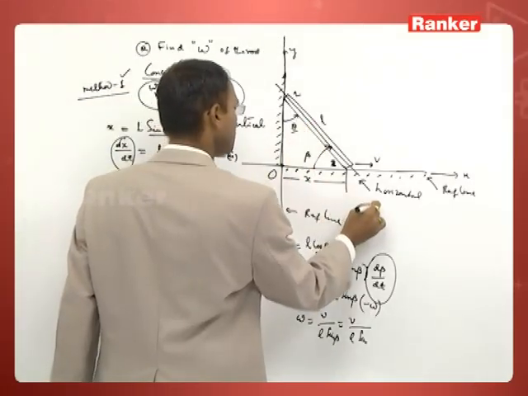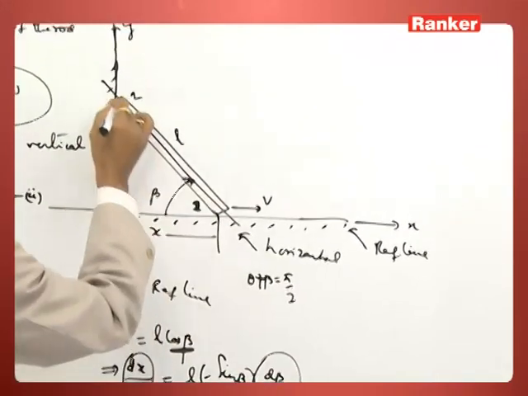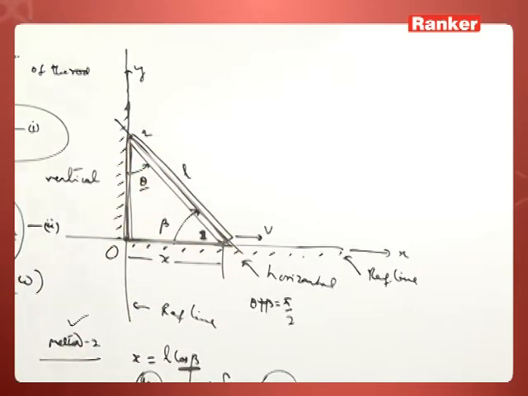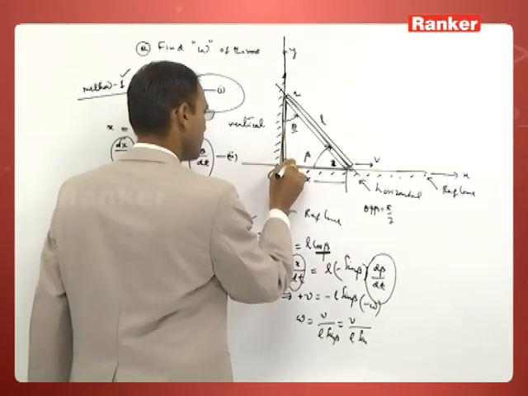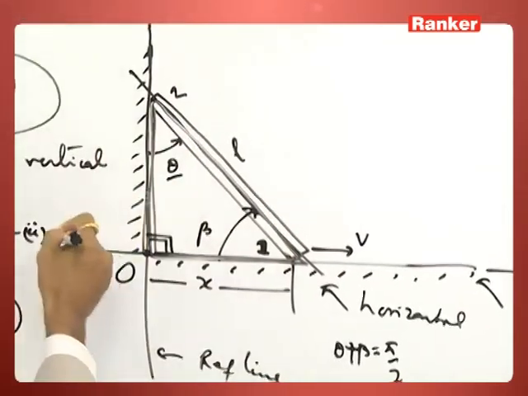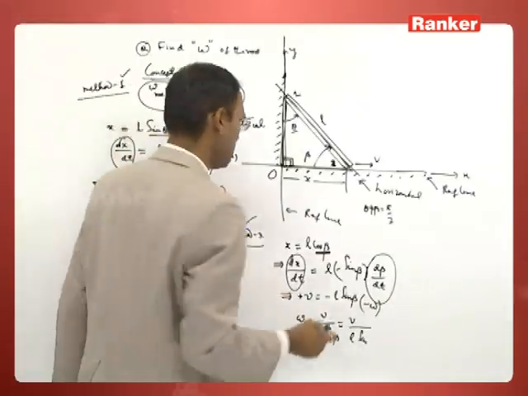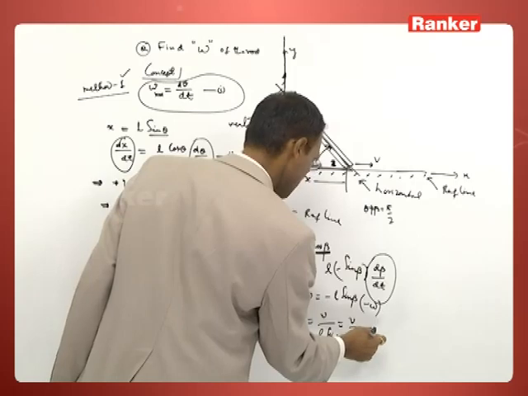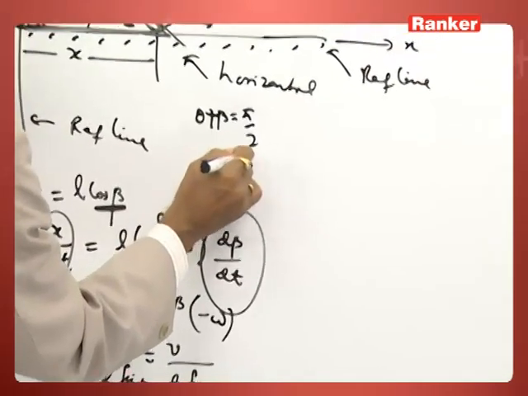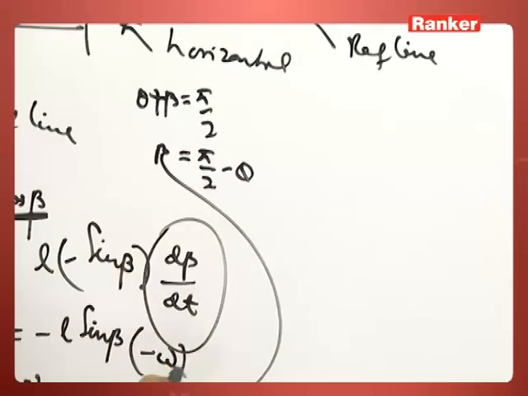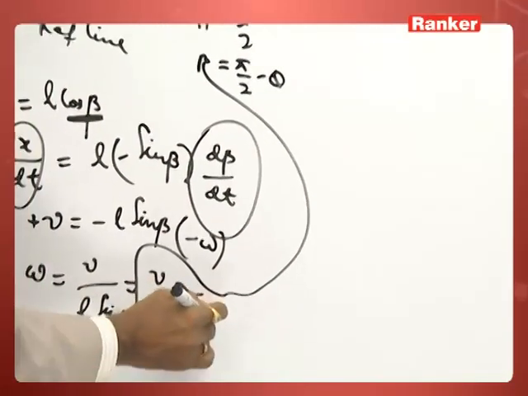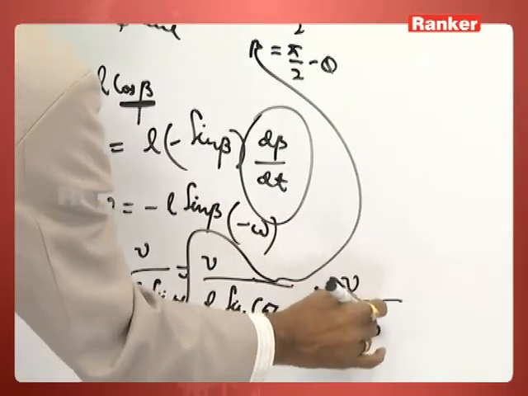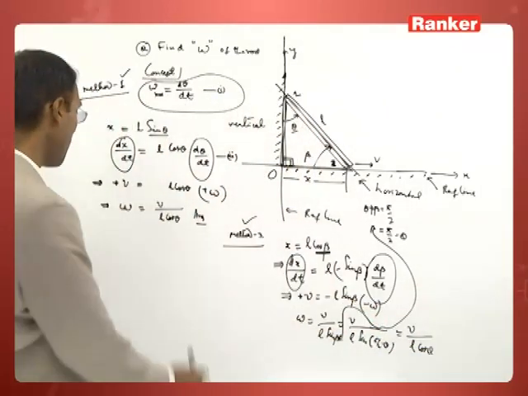Theta plus beta can be written as pi by 2 radian because this is a right angle triangle, because these two surfaces are perpendicular to each other. One is a horizontal surface, another is a vertical surface. In v by L sin beta, beta equals pi by 2 minus theta. You can substitute here to get sin of pi by 2 minus theta. Ultimately, you are getting the same answer. Isn't it so? Yes, you are getting the same answer.